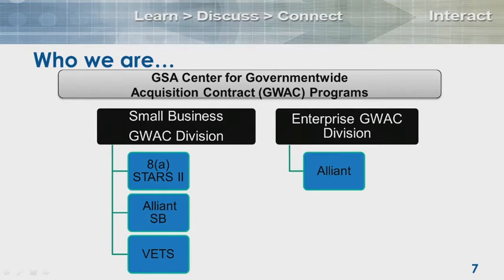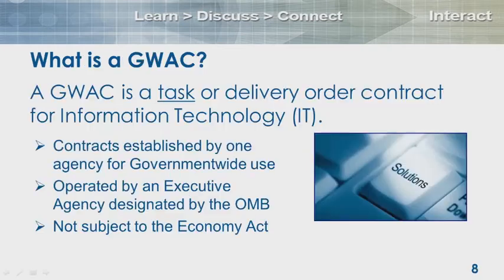The left side of the screen is the GWACs I'm going to be talking about today. The GWAC program is divided into two. On the left is a small business GWAC division in Kansas City, Missouri. We manage those acquisition vehicles. On the right is the enterprise GWAC division that manages the Alliant GWAC, the full and open. You got your major IT integrators on that GWAC. Today we're just going to be talking about the small business GWACs, but we've got some references in there to Alliant as well. So what is a GWAC?